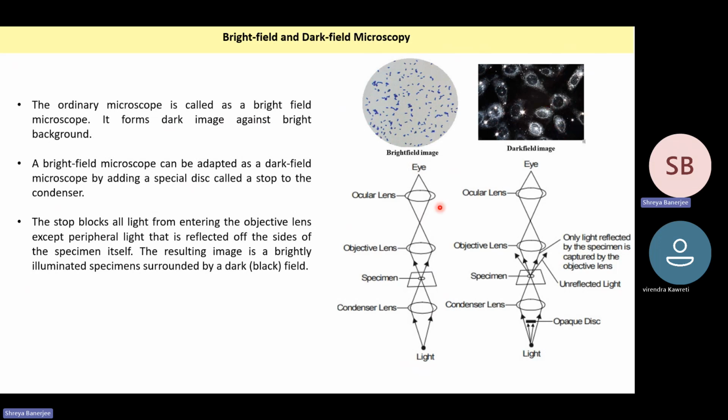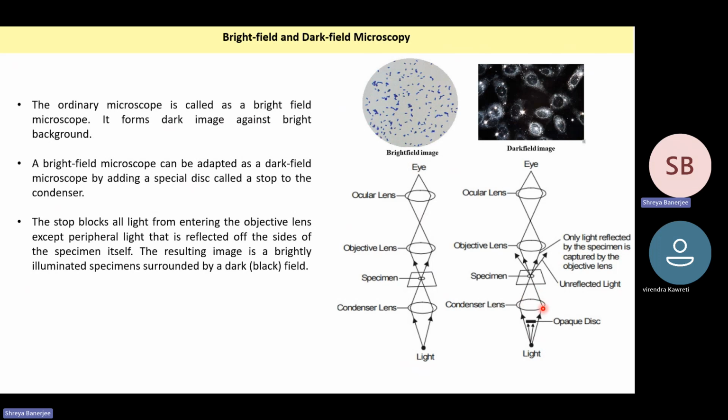So how this works, the setup is exactly the same. Only something called a stop or opaque disc is added between the condenser lens and the light. So here what happens is that the opaque disc is blocking all the light from entering the objective lens. Only the light at the periphery, you can see the disc will stop all these rays and only the rays at the periphery of the light will enter.